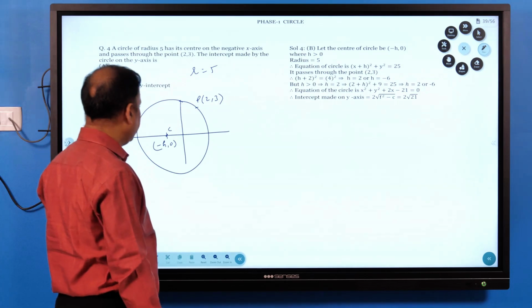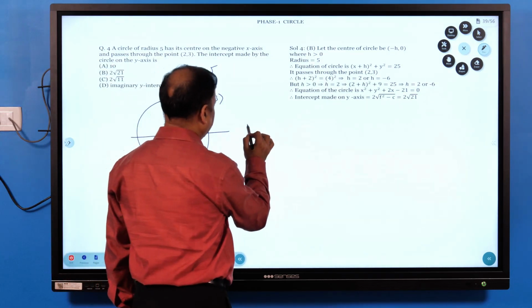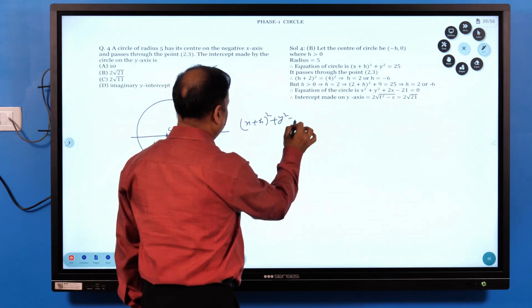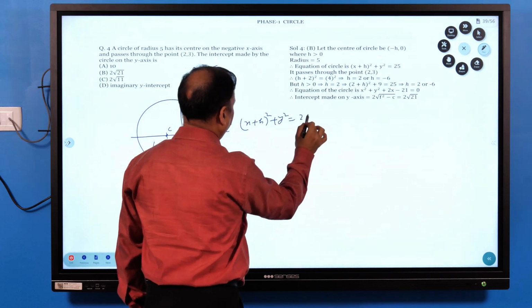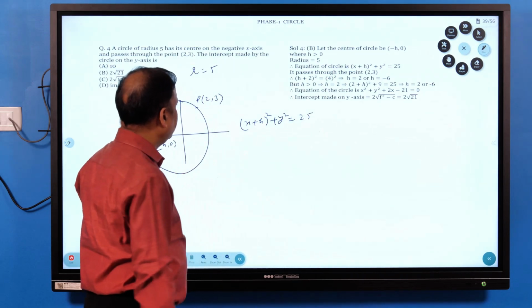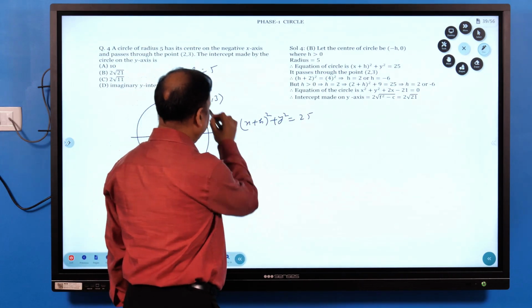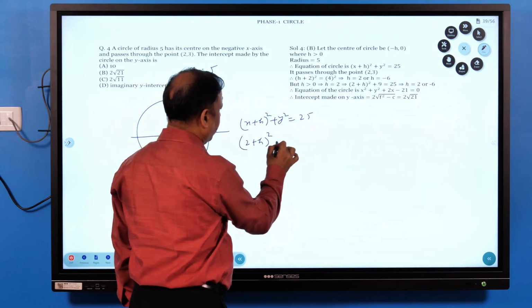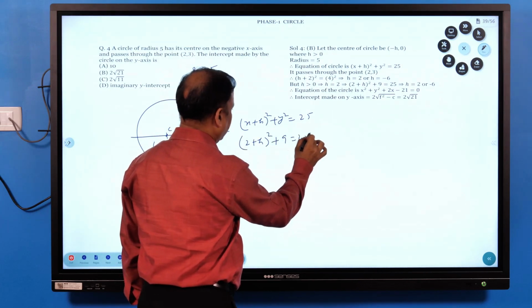So a lot of information is given. So the equation of the circle can be written as (x + h) whole square plus y square is equal to r square. r square is how much? 25. It is passing through this point, so we can calculate h. So (2 + h) whole square plus 9 is equal to 25.